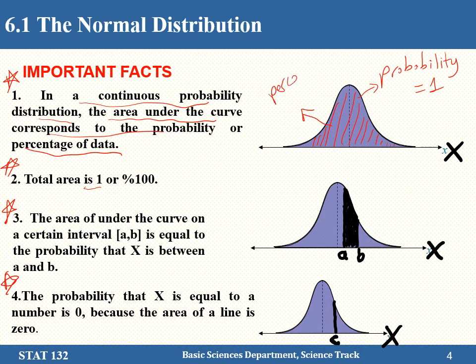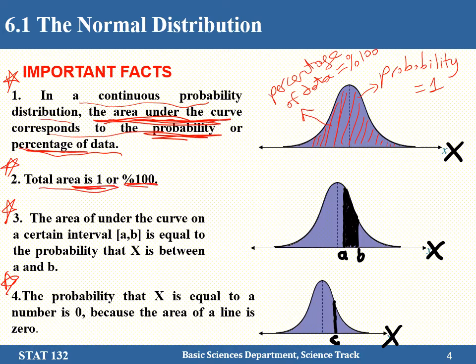In some questions, we will ask the percentage of the data that falls between two numbers, or more than a number. Sometimes we say the percentage, or sometimes we say the probability that x is between 1 and 2, as an example. The total is 100% here. So the area is important. The area under the curve gives the probability or the percentage of data, and the total area is always 1 or 100%. They are the same.